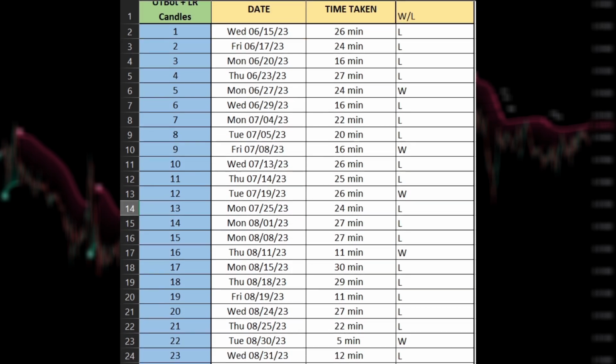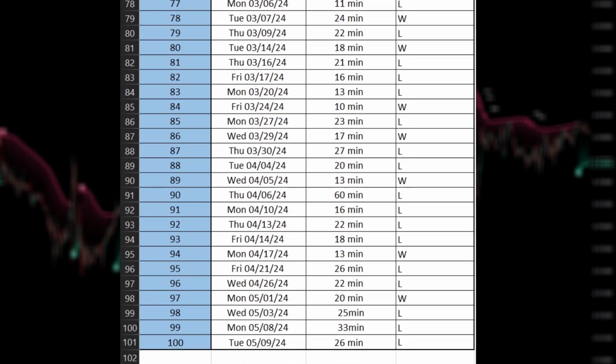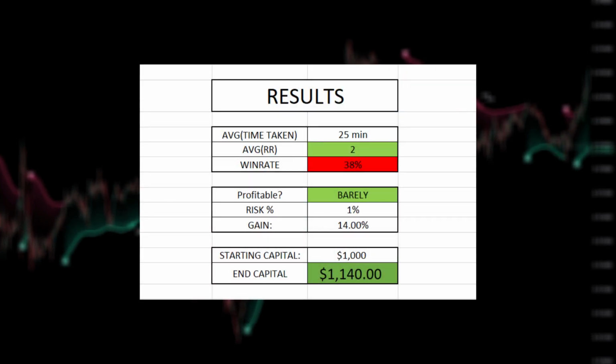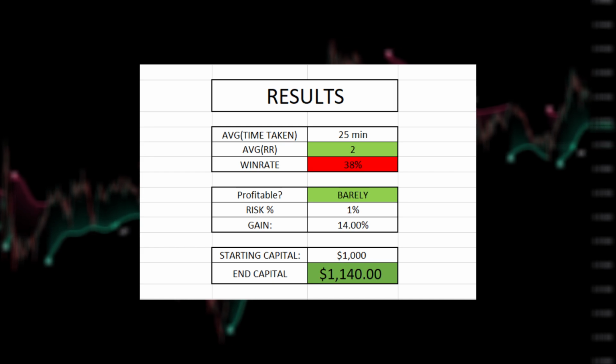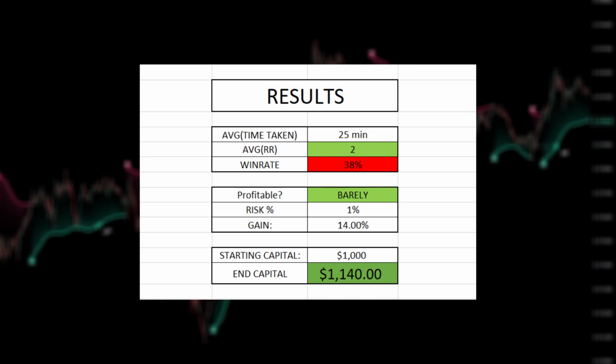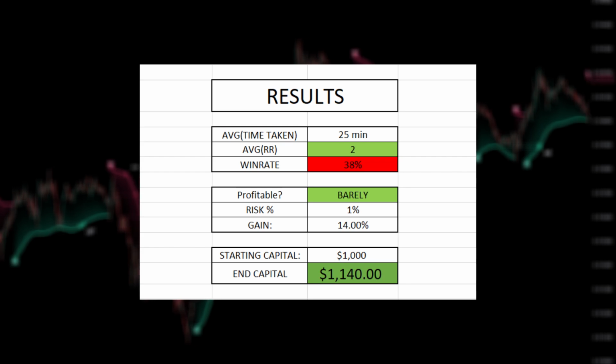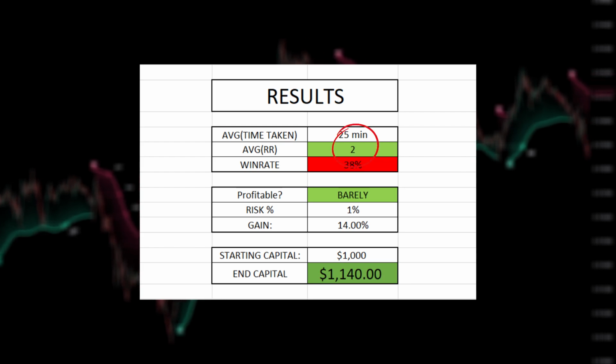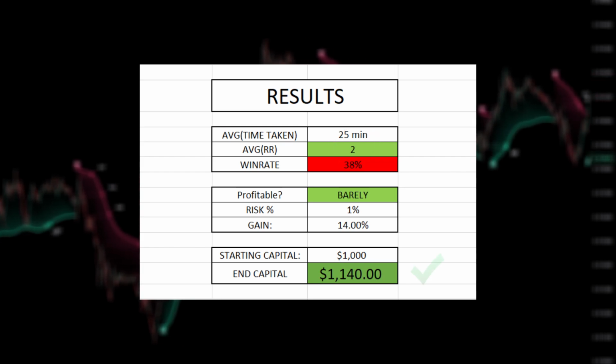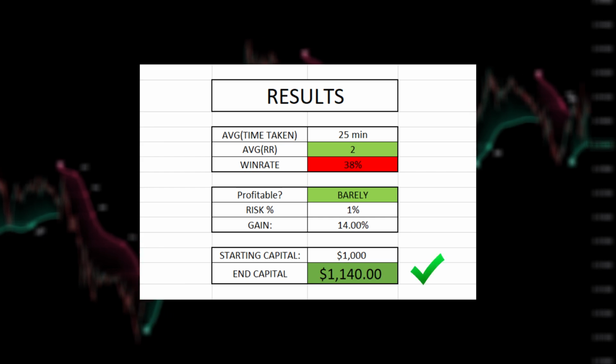I tested this strategy 100 times on the EUR-CHF pair. While the delta volume and trend analysis helped filter out many false signals, the results fell short of perfection. Here's what I found. Win rate, 38%, much lower than expected. Risk to reward ratio, 1 to 2 on all trades, making the strategy profitable despite the modest win rate.